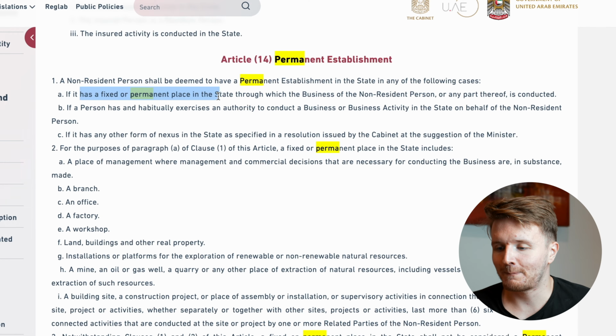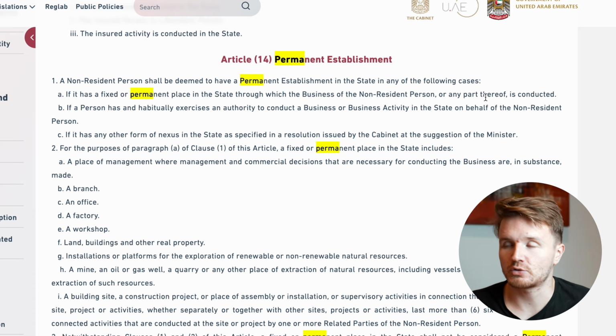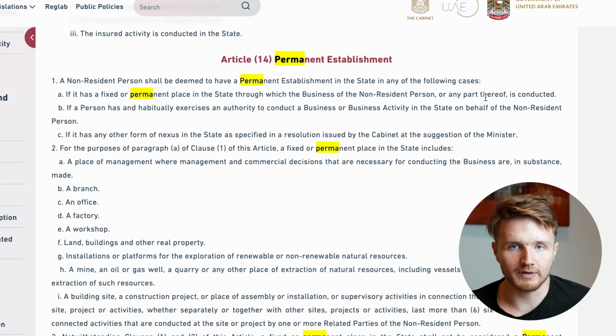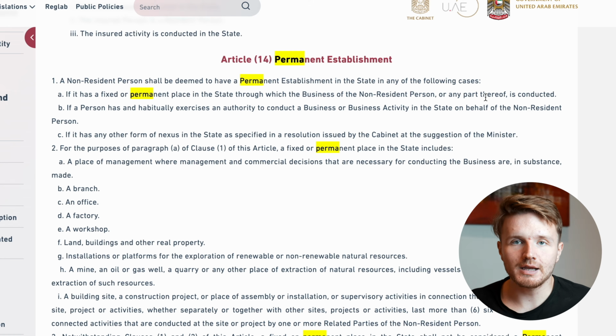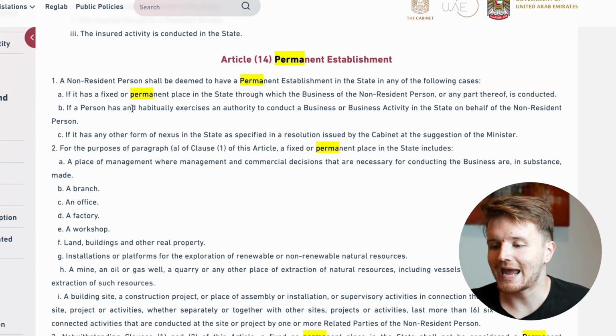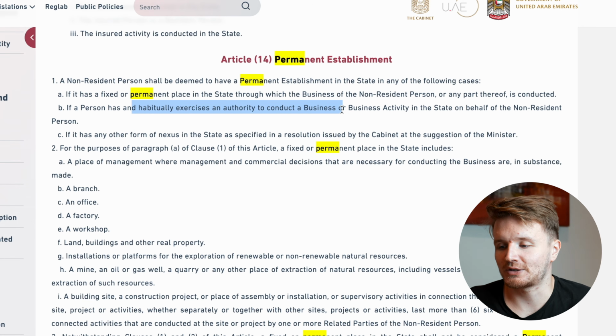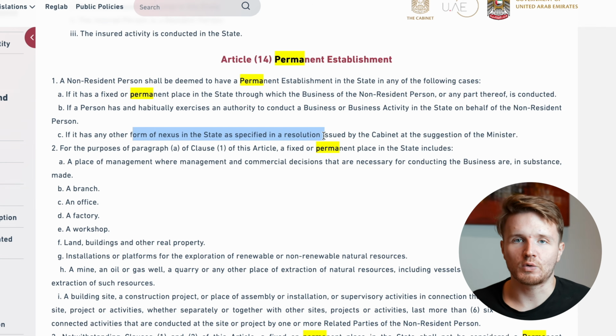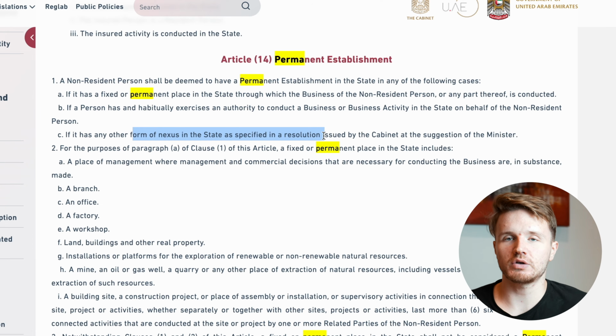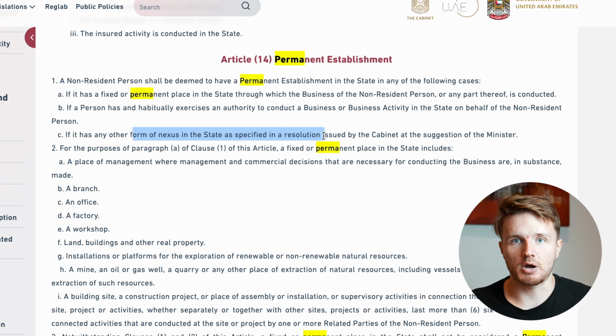fixed or permanent place in the state through which the business of the non-resident person or any part thereof is conducted. So if you have a fixed place, so let's say an office or even your home office, where you regularly do business for that country, that will constitute what is called a permanent establishment. And there are a few other cases here. If they habitually exercise an authority to conduct business or business activity in the state, or if it has another form of nexus, which again, we could get into what a nexus is. But basically, if you have a fixed place of business in some country for your company, that will constitute what is called a permanent establishment.